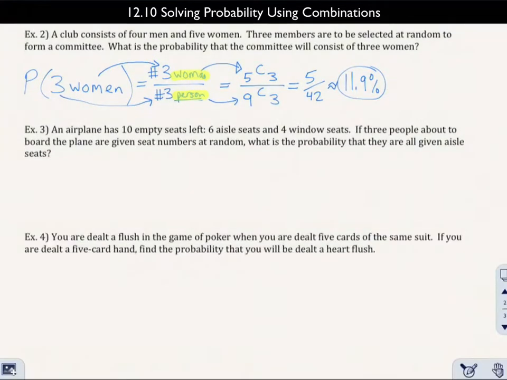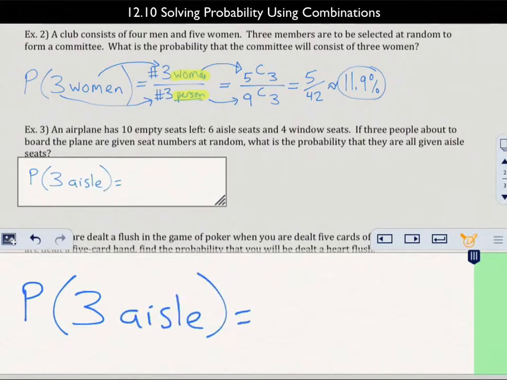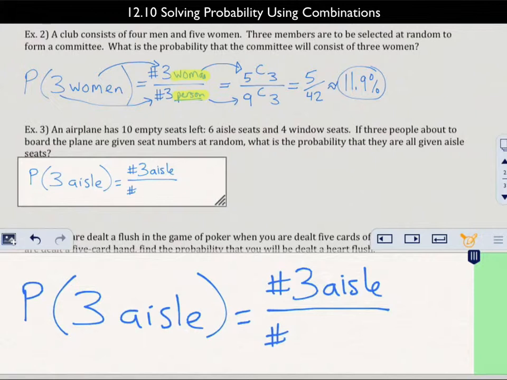All right, in number 3, an airplane has 10 empty seats left, 6 aisle seats and 4 window seats. If 3 people about to board the plane are given seat numbers at random, what is the probability that they are all given aisle seats? Okay, so what we're looking for here is the probability that they get 3 aisle seats. So it's going to be the number of ways we can get 3 aisle seats out of the 6, divided by the number of ways you can get 3 anywhere seats.